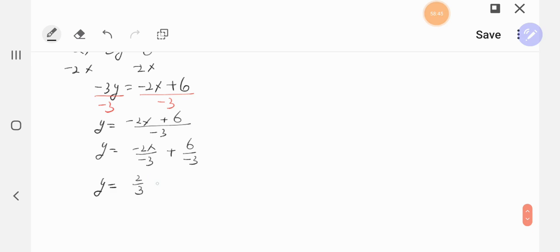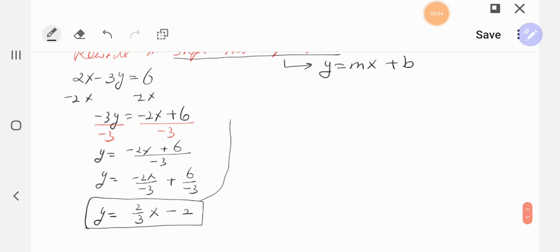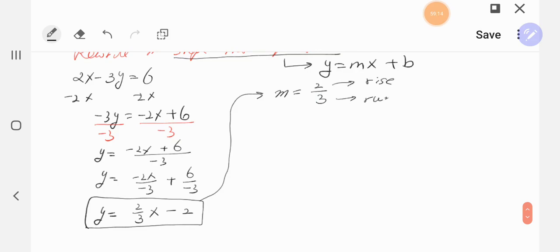So we have 2/3 x, and then reduce it. The negative sign moves to the front, reduce it, and it is negative 2. So here is the equation in slope-intercept form: y equals 2/3 x minus 2. So from here, the slope is 2/3, right? This means rise is 2 units up, run is 3 units to the right. And b, the y-intercept, is negative 2.